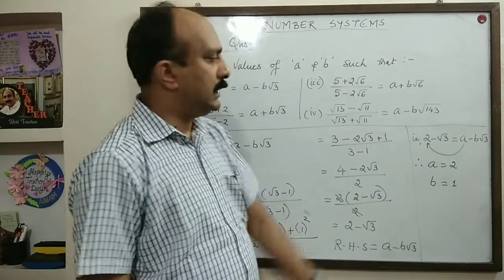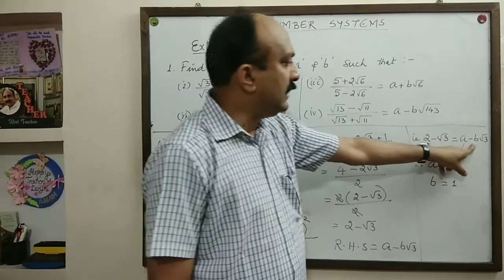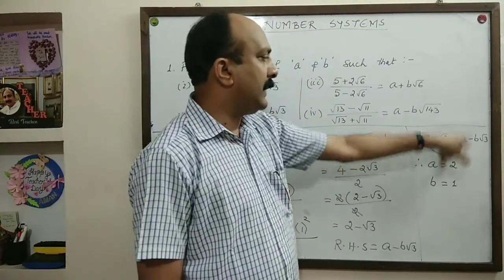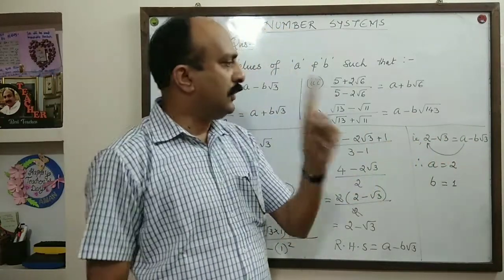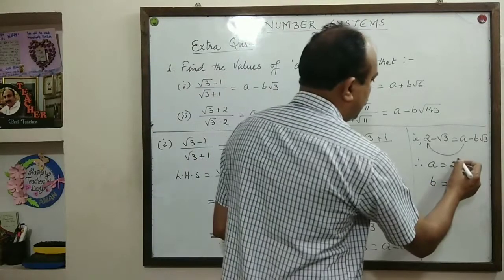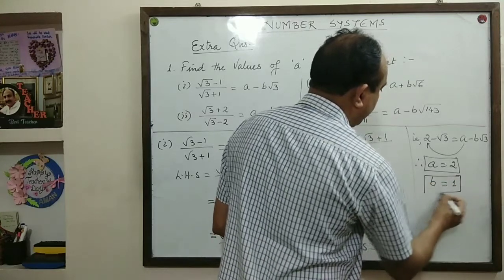I hope you got it. In place of a we have 2. In place of minus b root 3 we have minus root 3. Minus minus got cancelled. Root 3 got cancelled. The coefficient of root 3 here in LHS is 1. So the answer is a is equal to 2 and b is equal to 1.